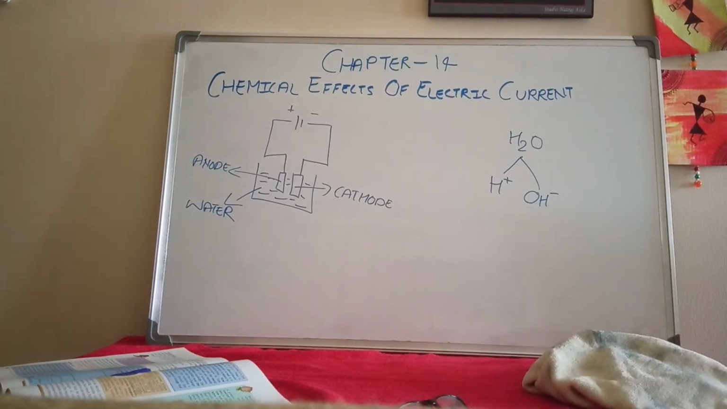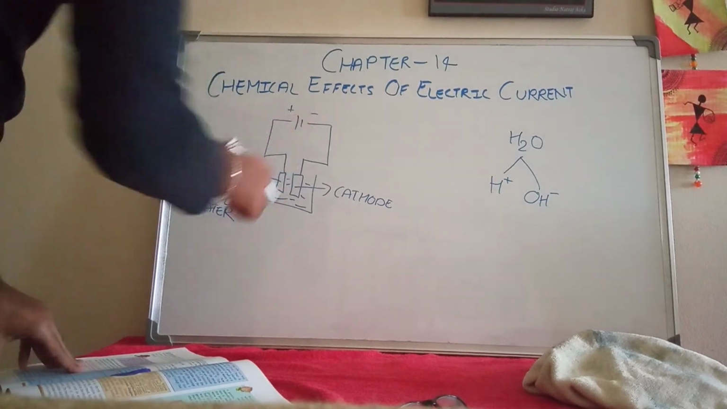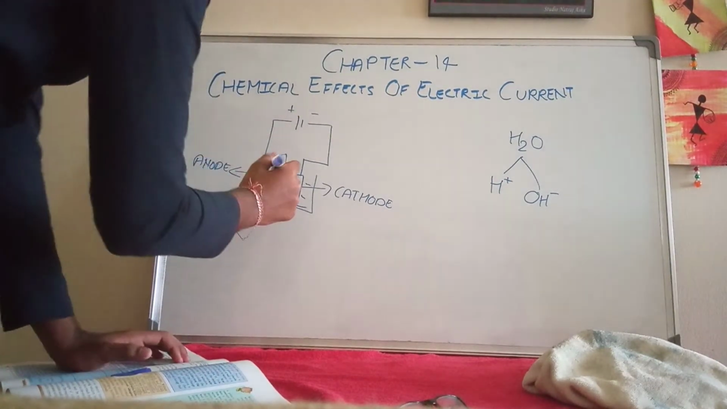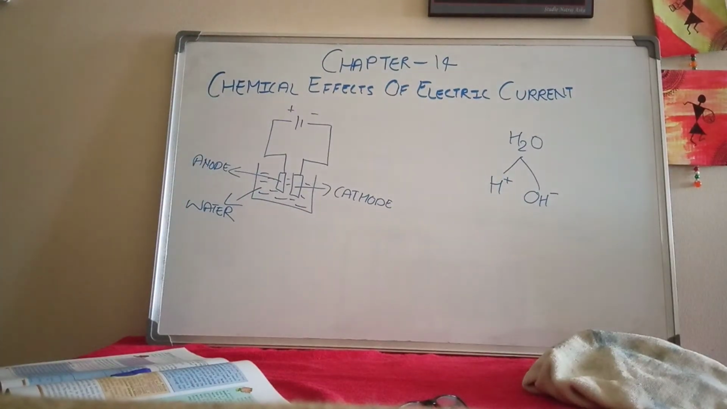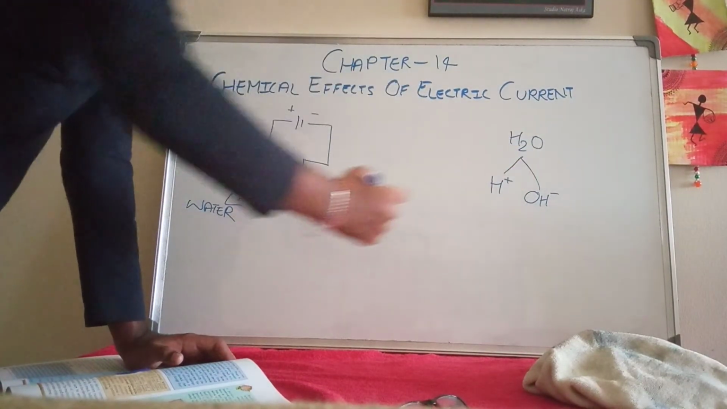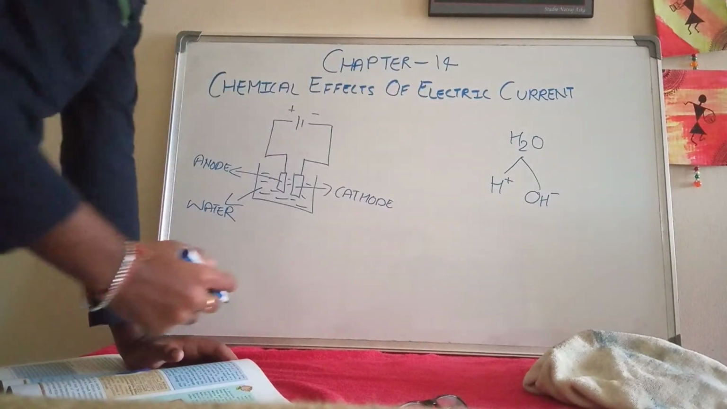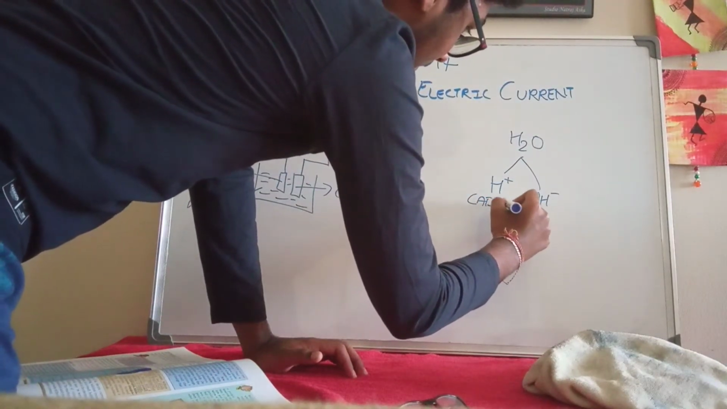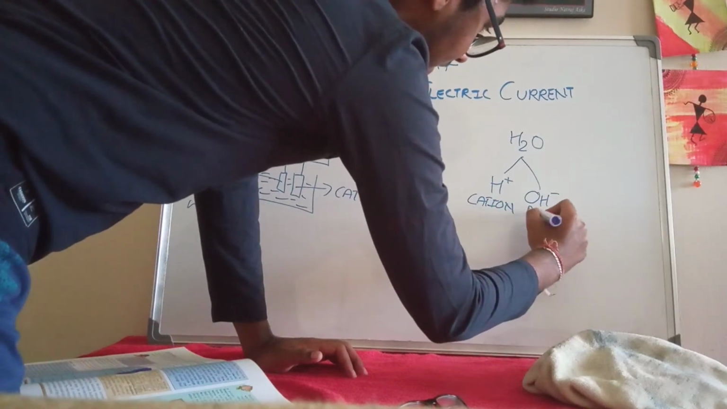Now we will take a quick example of what happens when electricity passes through H2O, water. This is the setup. Electricity passes through water via two electrodes, anode and cathode. Then H2O breaks down into H+ ions and OH- ions. H+ is the cation and OH- is the anion.